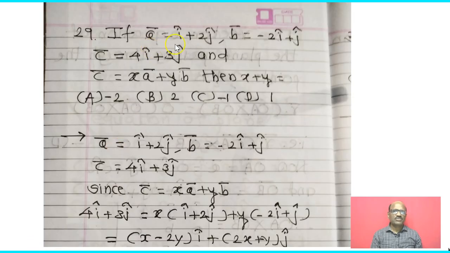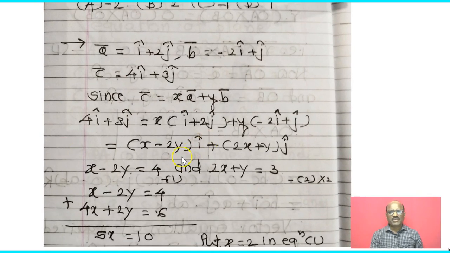Now, A bar equals i cap plus 2j cap, B bar equals minus 2i cap plus j cap, and C bar equals 4i cap plus 3j cap. And C can be written as x A bar plus y B bar. Then find out the value of x plus y. Now A bar is given, B bar is given, C bar is given. C bar can be written as x A bar plus y B bar, and then equate the coefficients of i and j. Then you will get the equations: x minus 2y equals 4 and 2x plus y equals 3, and then solve these equations.